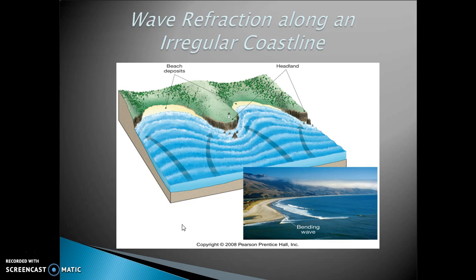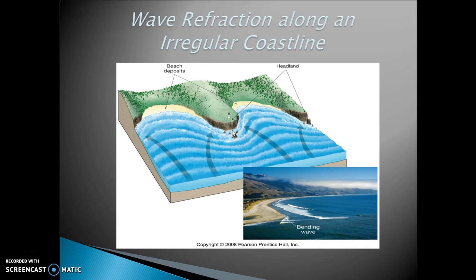So here we're looking at wave refraction, meaning waves bend around an irregular coastline. Notice we have a headland, or actually more than one. The headland is the part of the coastline that's sticking out. As the waves bend around it, they concentrate their energy on it and erode it. So that's the first process that's happening: the headland is being eroded, or gradually torn apart in a way.